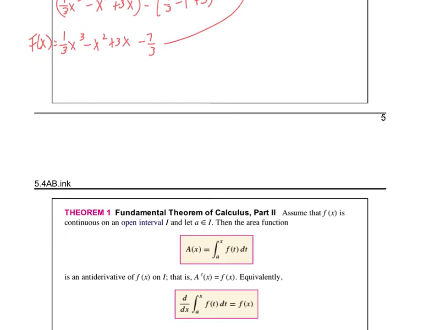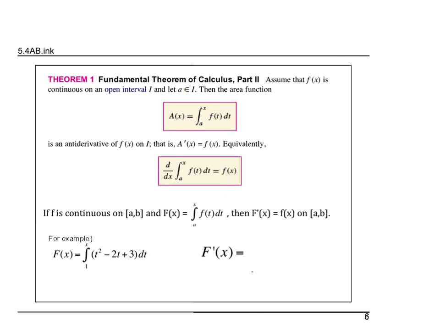Interesting. So FTC Part 2 says exactly what we just found. First of all, the area function, the function written as area as a function of x, is the integral from a to x of f of t dt. Those are the first couple of examples that we did. And the second one is that if we derive the integral, the answer will be f of x. If we derive with respect to x the integral from a to x of little f of t dt, then the answer is little f. It brings us full circle.